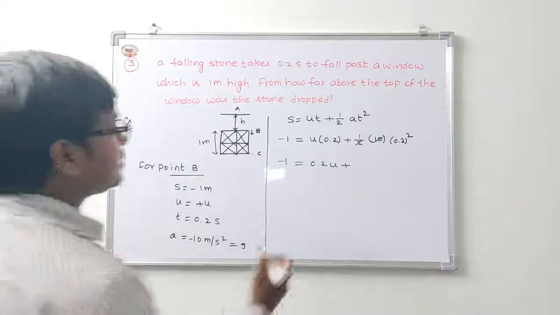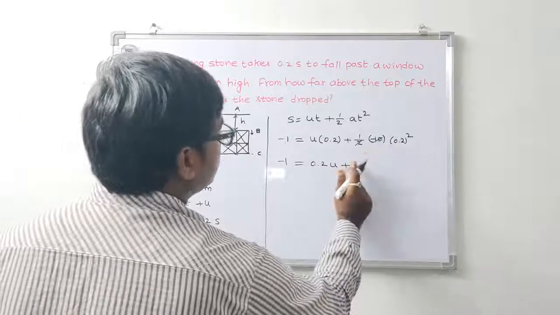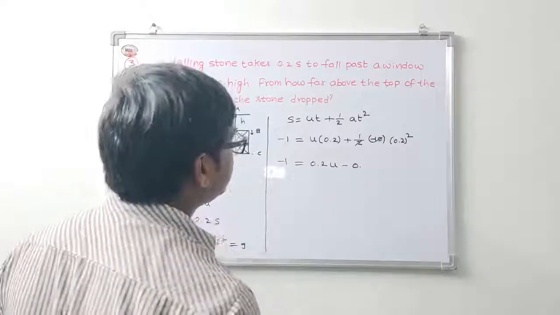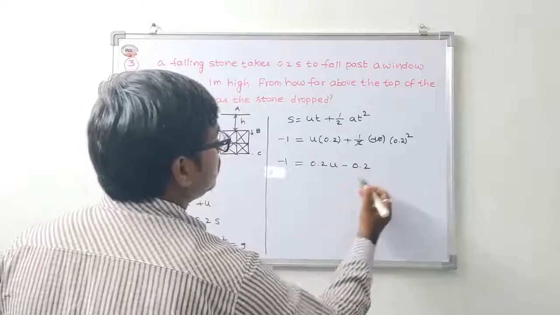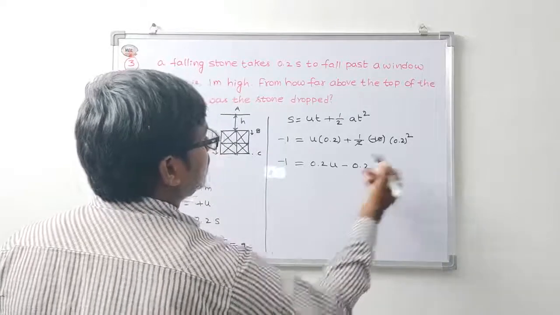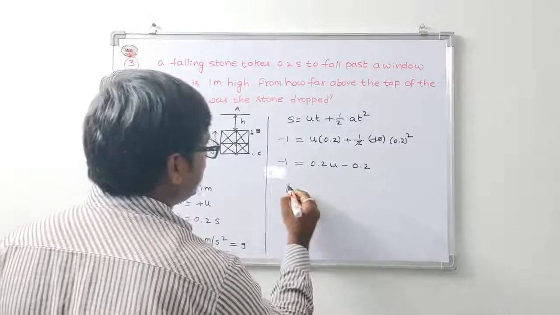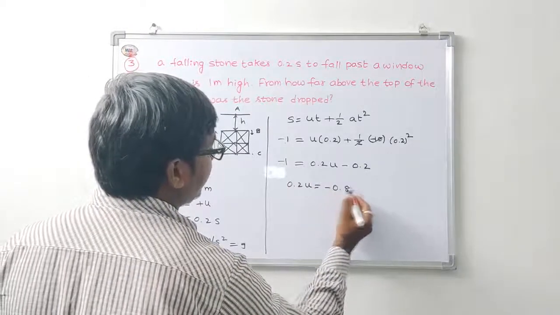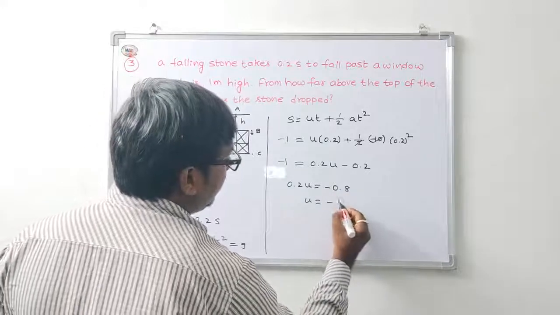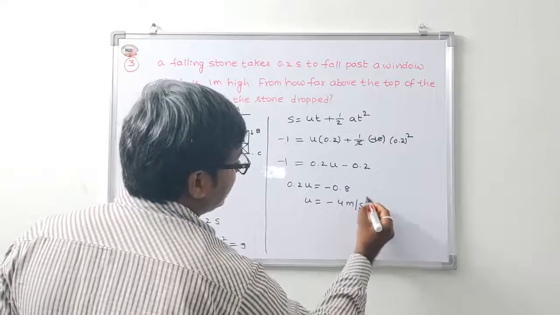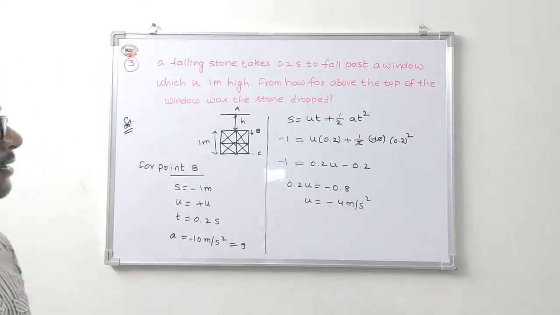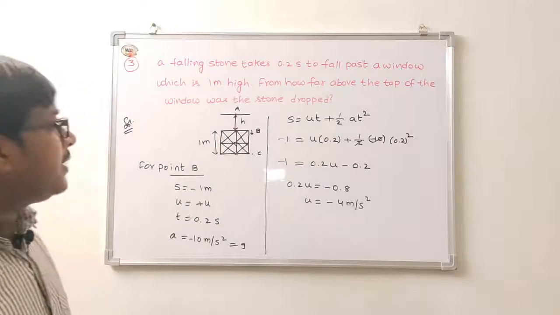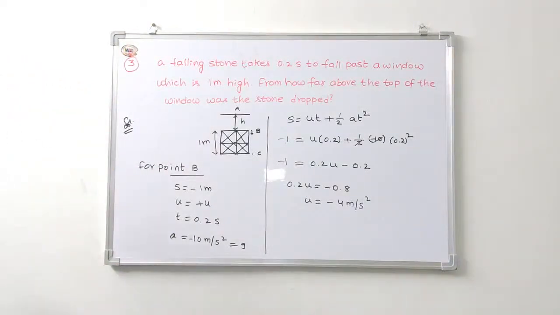So minus is taken, students, minus into plus is minus 0.2, so totally 0.2u is equal to minus 0.8. u is equal to minus 4 meter per second. This is the initial velocity. u is equal to minus 4 meter per second.